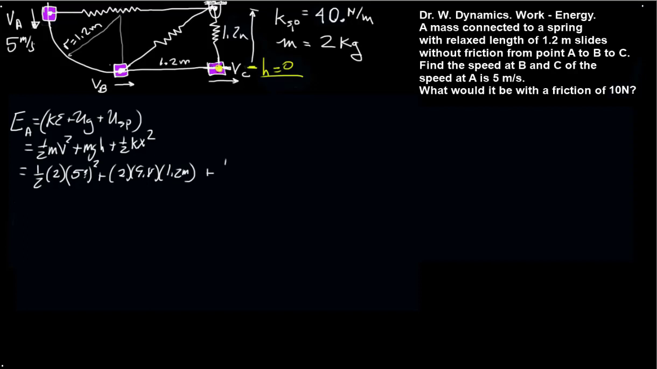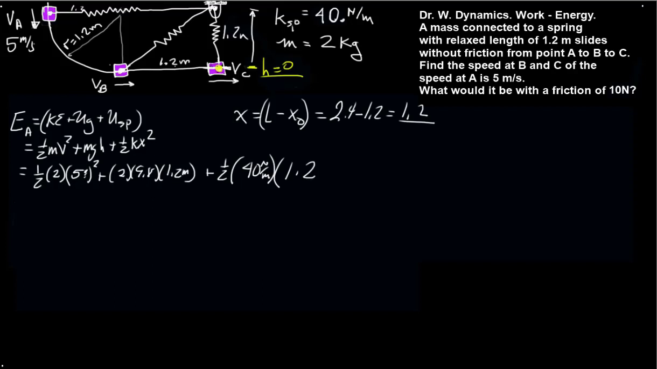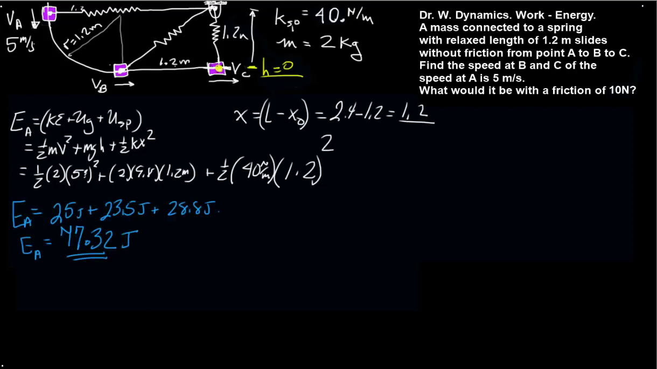plus 1/2, the spring constant is 40 newtons per meter, and now we need to find x, and x is L minus x0. The length here is 1.2 plus another 1.2, so that's 2.4 minus 1.2, which would be 1.2 squared. We get 25 joules plus 23.5 joules plus 28.8 joules for a grand total of 77.32 joules.